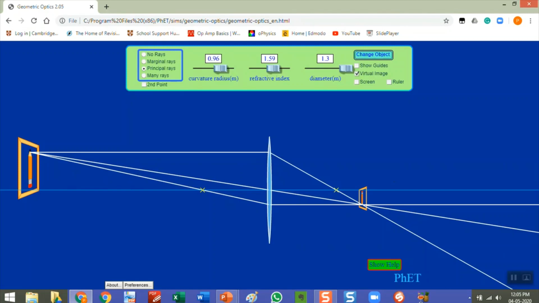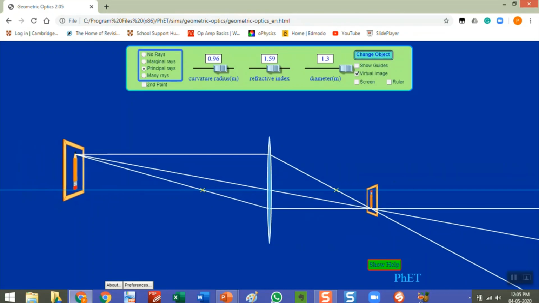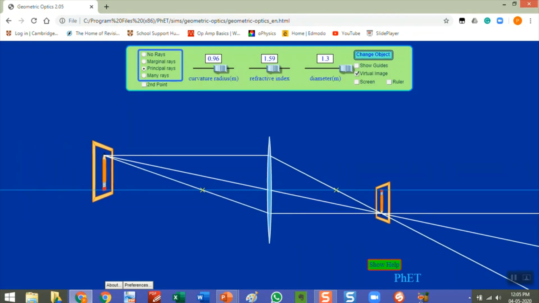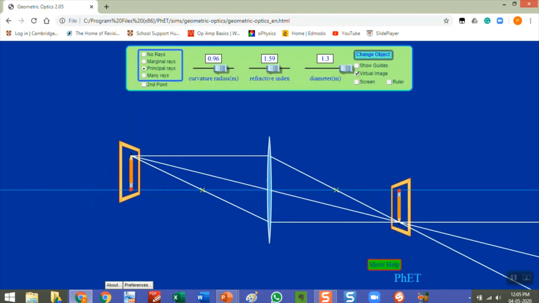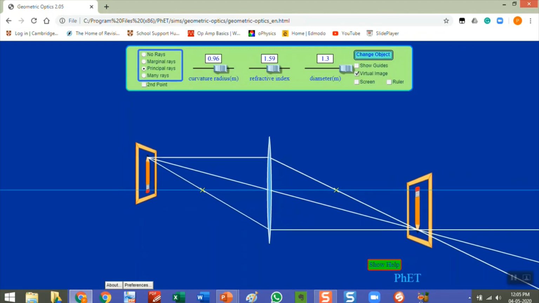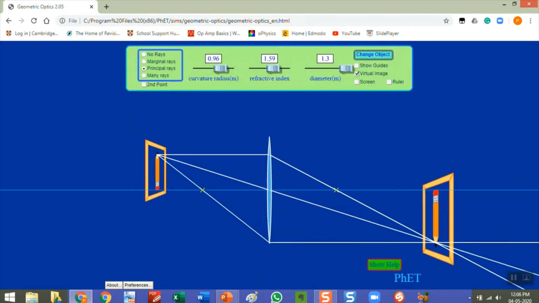As we bring our object closer to our focal point, we see the image is increasing up to the point where it's twice the focal point. At twice the focal point, our image is still inverted. It's still a real image because real rays come together, but now it is of the same size. Then if we move between twice the focal distance and the focal distance, our image becomes enlarged, still inverted, still real.